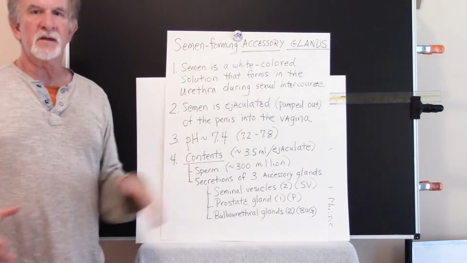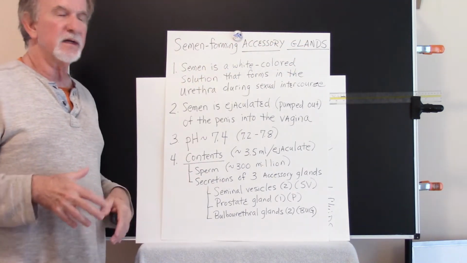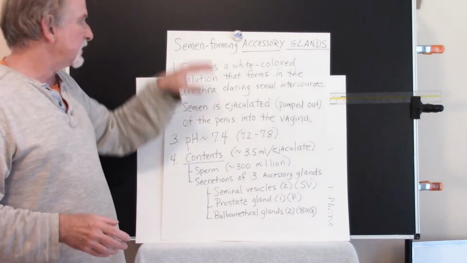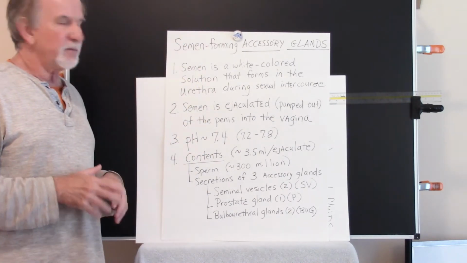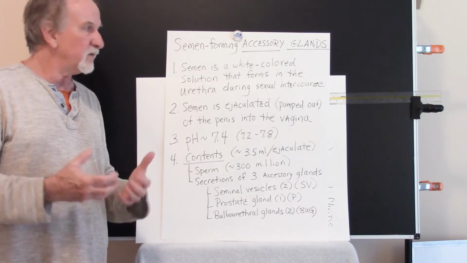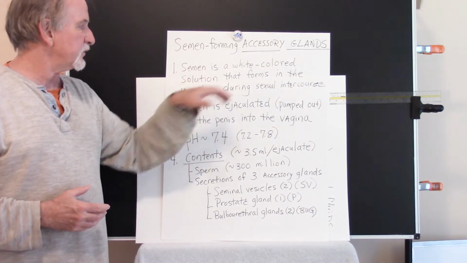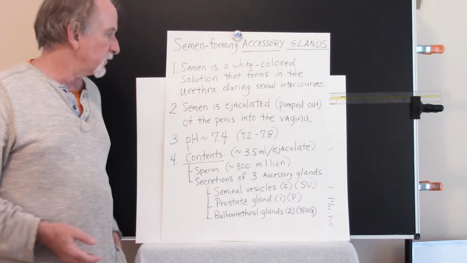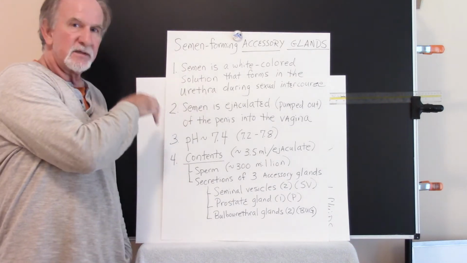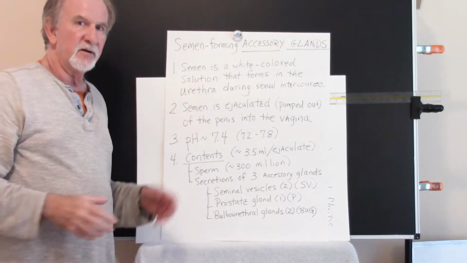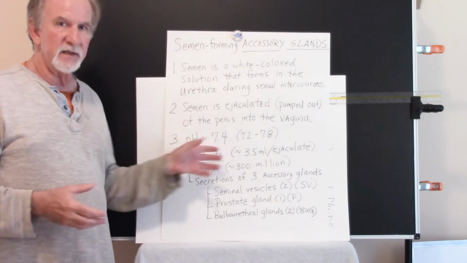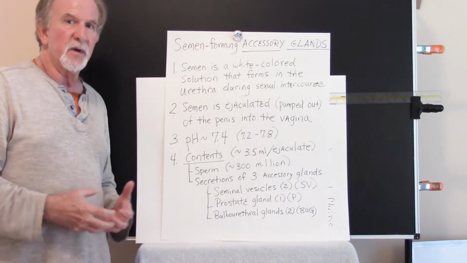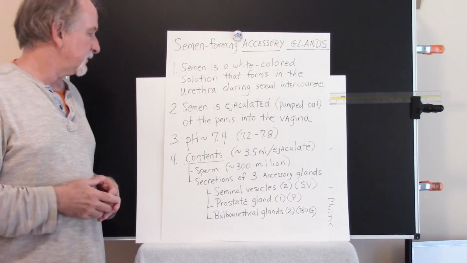There are several glands, collectively known as the accessory glands, that make a solution known as semen. Semen is a very thick or viscous, white-colored solution that forms in the urethra during sexual intercourse. Semen is the solution that's ejaculated or pumped out of the penis into the vagina as a way of transferring sperm from a guy's body into the female body.